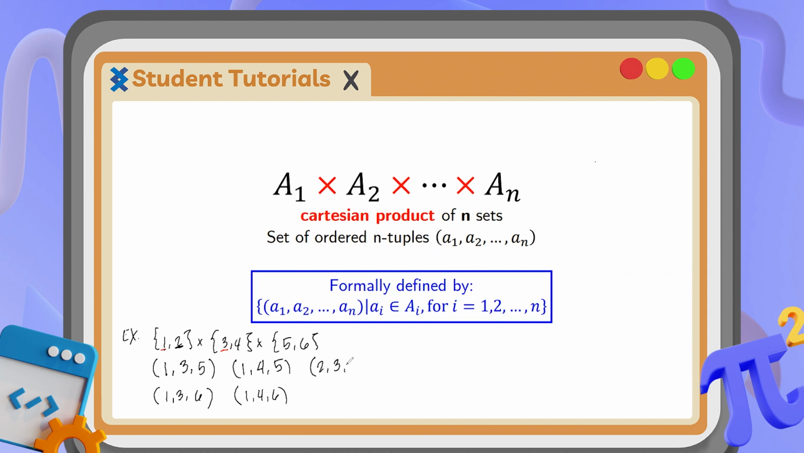Then start over again. So 2, then first element, second element, first element, second element, followed by first element, second element, first element. So that's (2, 4, 5). And then the last element is (2, 4, 6). And that would be all the items in the Cartesian product.